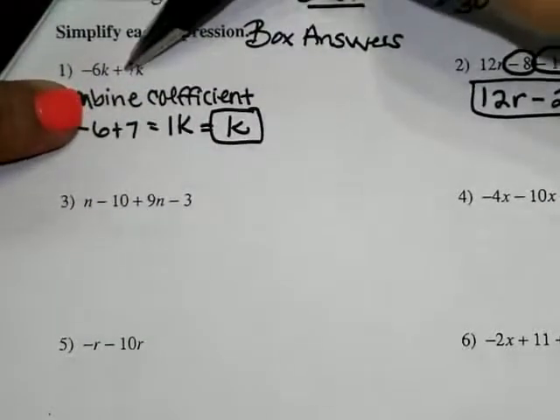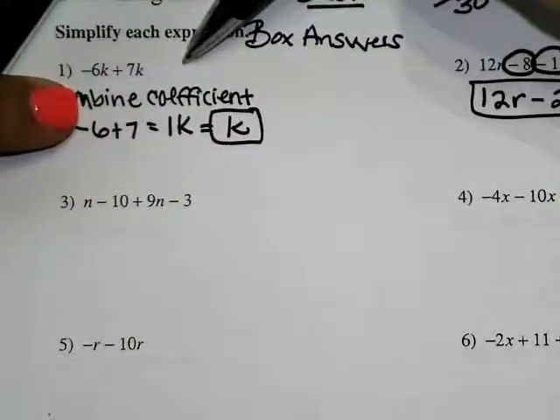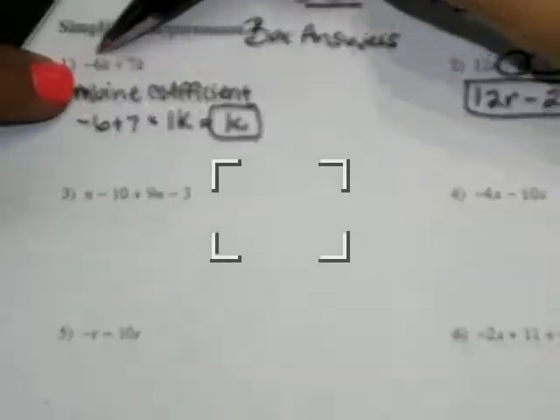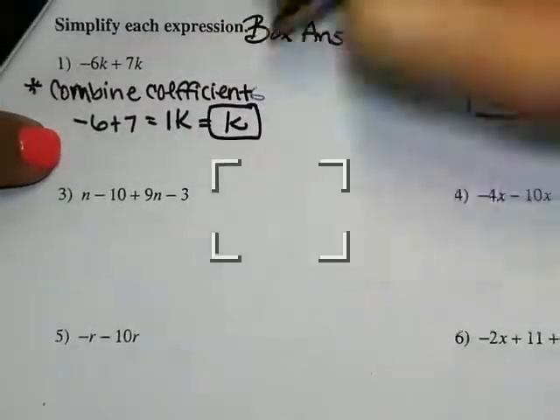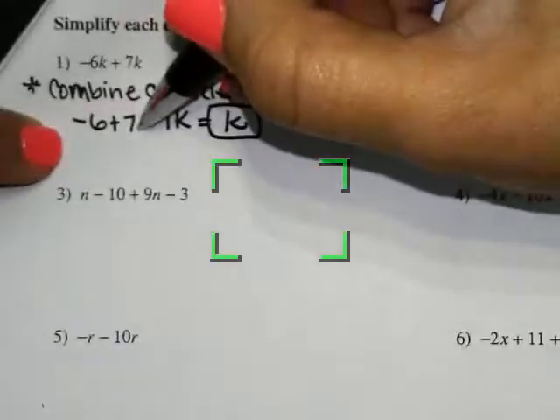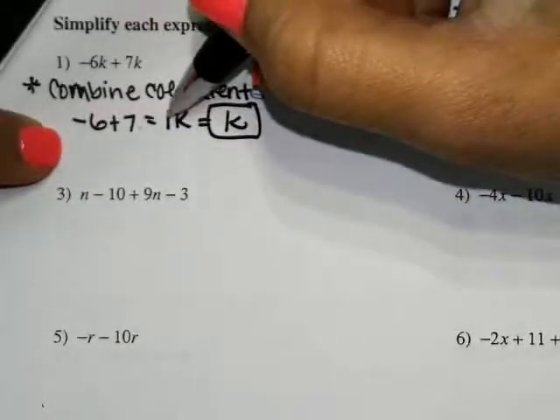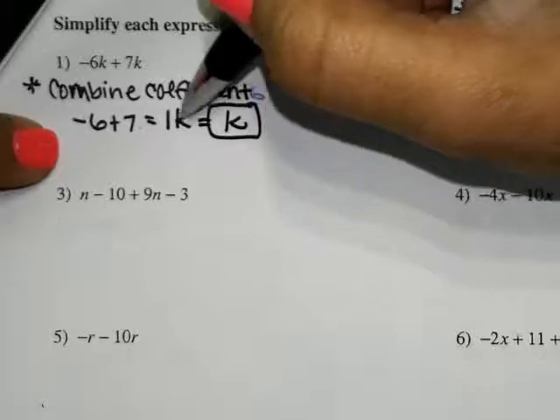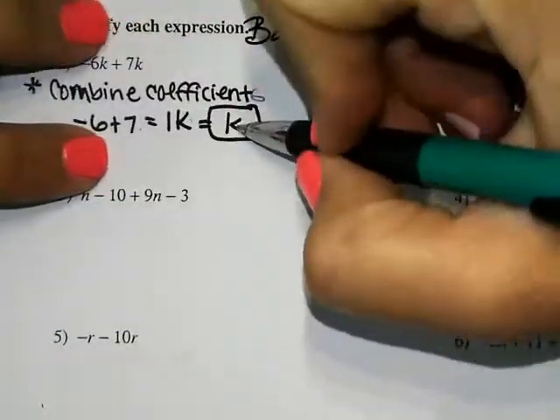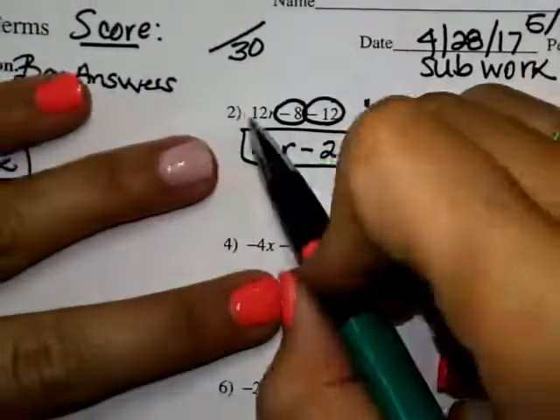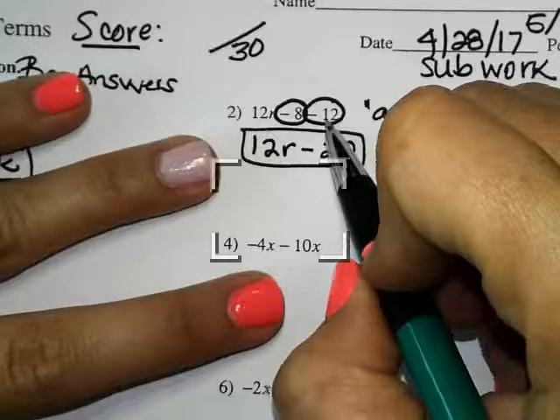You want to look at the coefficients and see if they have the same variable. Now, the coefficients here are -6 and 7. Combine your coefficients. I should have put an S there. -6 plus 7 is 1. They both have a k, so it's 1k, but that one is technically imaginary, so you want to just put k.